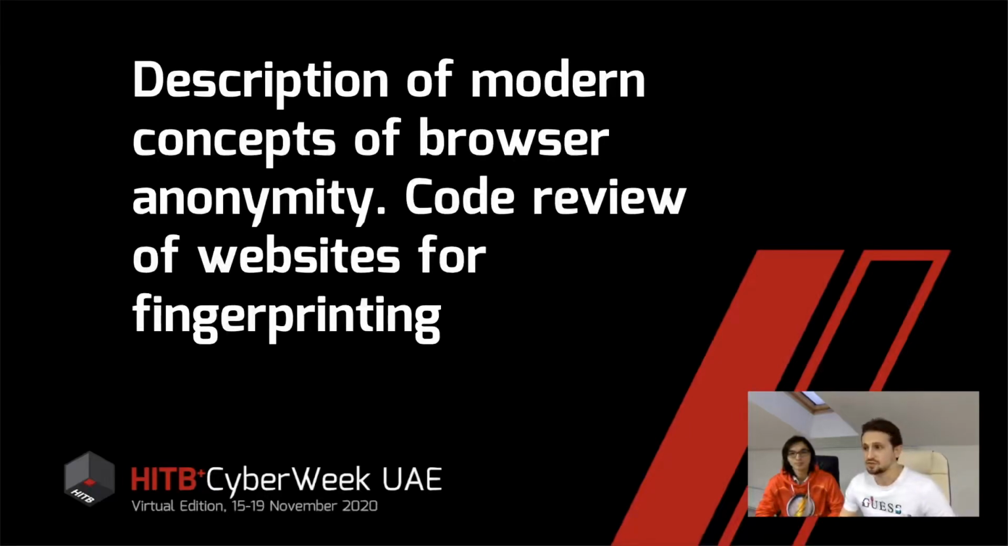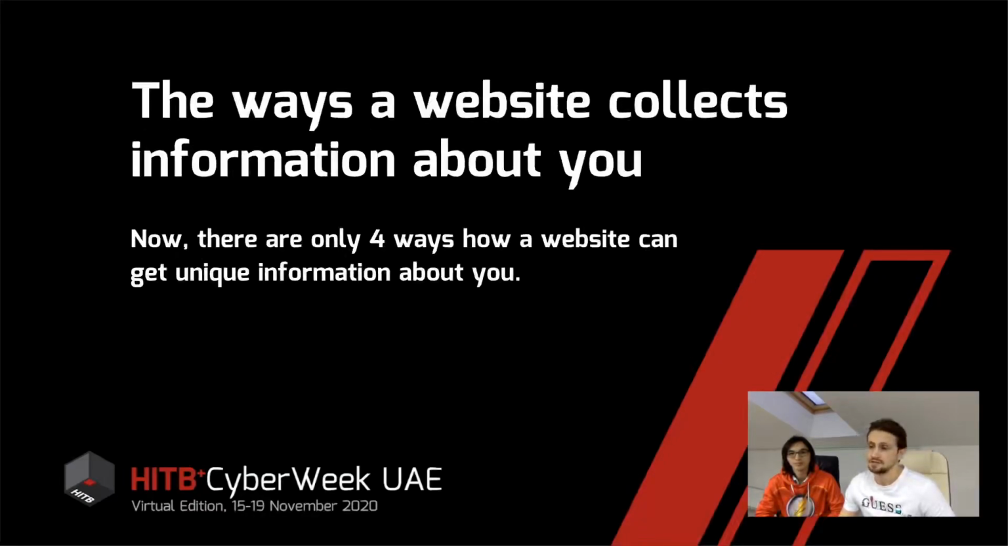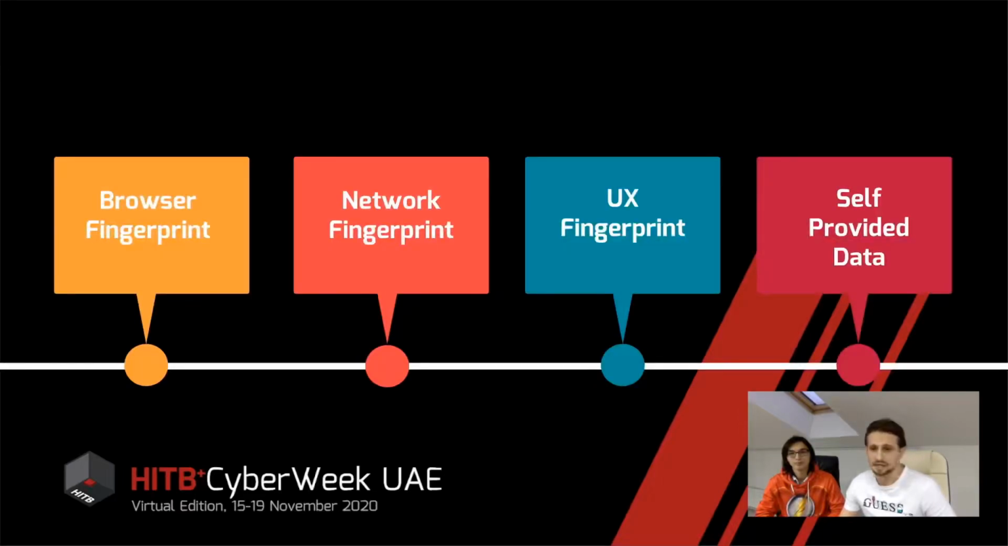Let's begin with a description of modern concepts of browser anonymity and review some code of websites relating to fingerprinting. Let's start with describing the ways how a website collects information about you. Mainly, there are four ways how they do it. First, browser fingerprinting. The second one is network fingerprinting. The third one is UX fingerprinting. And the final one is self-provided data.